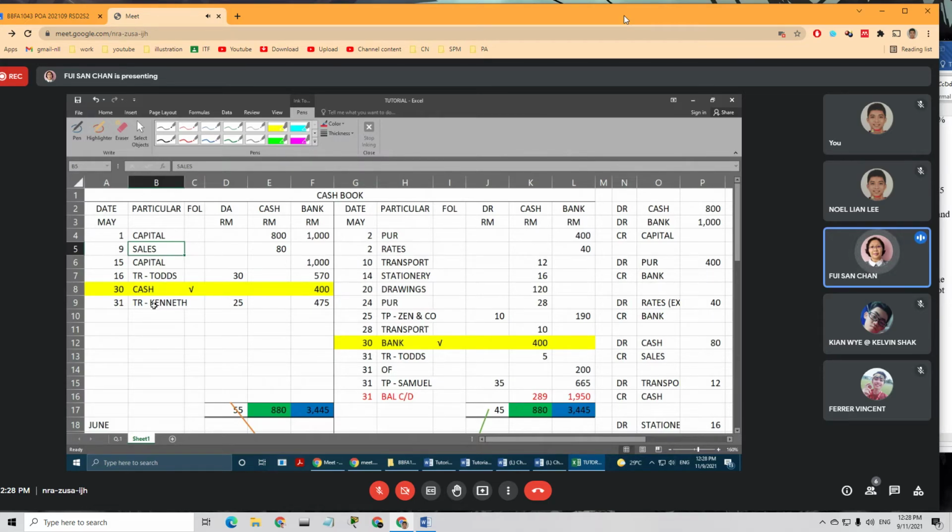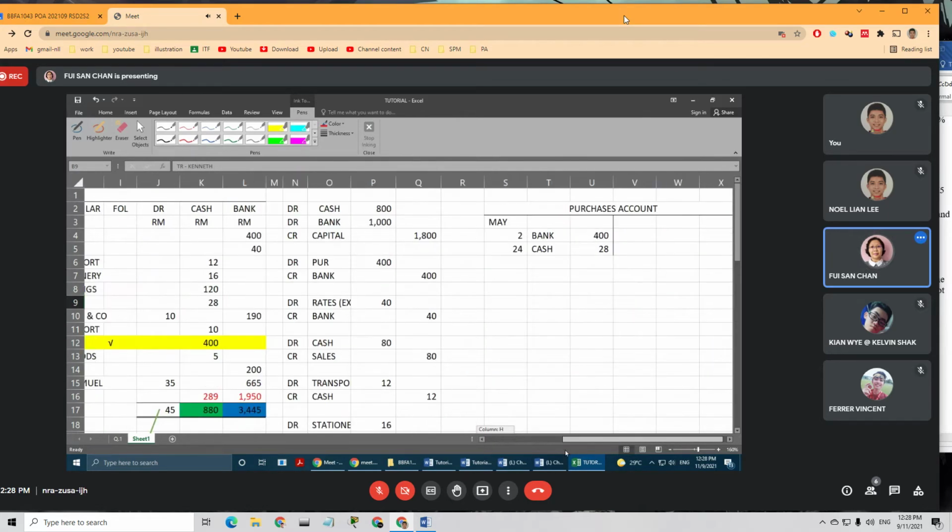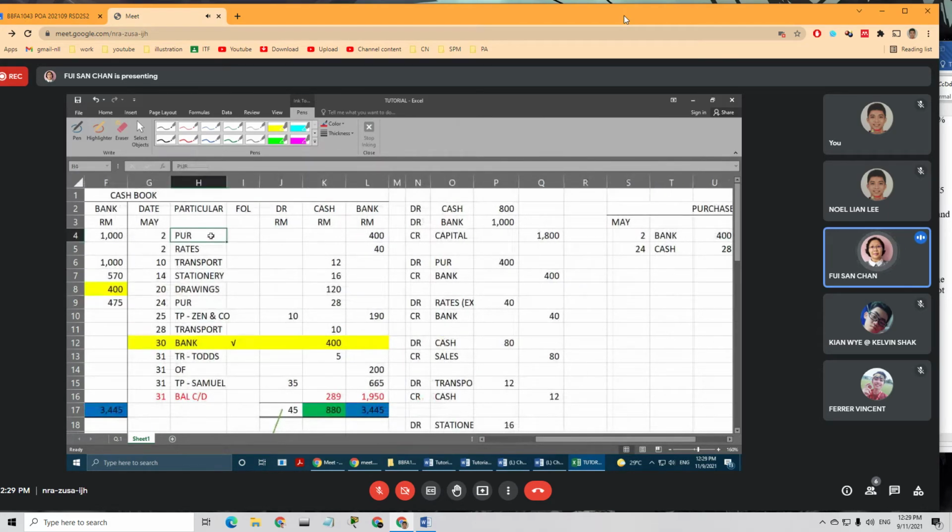Then we prepare a ledger for trade receivable. And then when you come to the credit side, you prepare a purchases account, a rent account, a transport, stationery, drawings. Purchases again, no need to do two times. Then you prepare a trade payable.